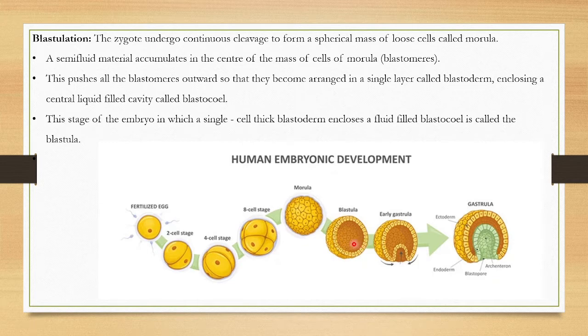Now this single-layered blastula is converted to a three-layered embryonic structure, which is called the gastrula. The blastula has a single layer. When it grows into a gastrula, it becomes three-layered. Those three layers are called the outermost ectoderm, the middle mesoderm, and the innermost endoderm. This process is called gastrulation.